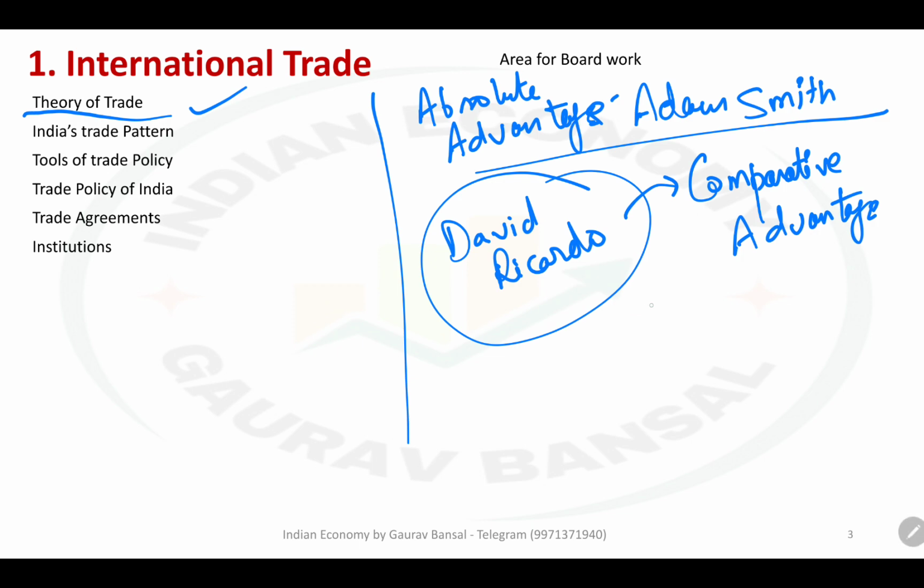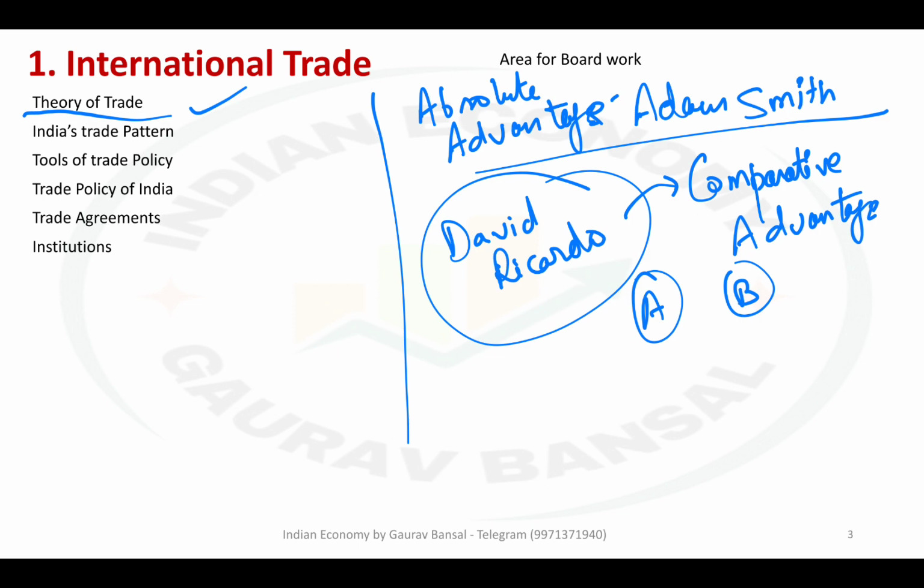So he argued that two countries, A and B, can still trade even if A is better at everything. Let us say I make better furniture, better clothes, I produce better wheat, and I do other things also better than someone else. Still there is a scope of trade. Let us say when it comes to making furniture, I am 10 times better than the other person, but when it comes to making cloth, I am only 2 times better than the other person.